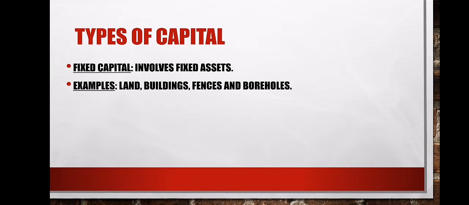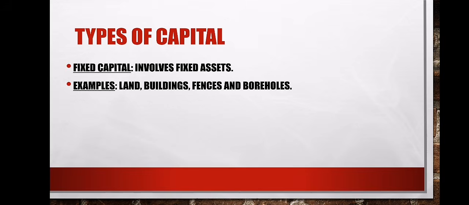Let's try to have a look at some examples. Other examples you will think about them. One, we have an example which is land, the one that we have just highlighted. We can talk about buildings. All the buildings that we have, it can be a broiler house, or any building that we have in a farm. It can be a storage house. We can categorize them as fixed capital. We can also talk about a fence.